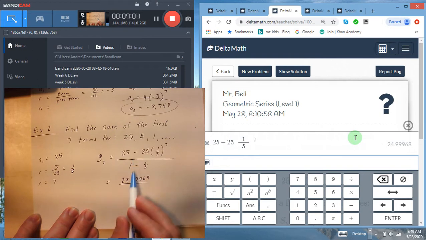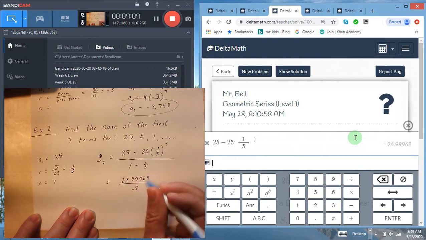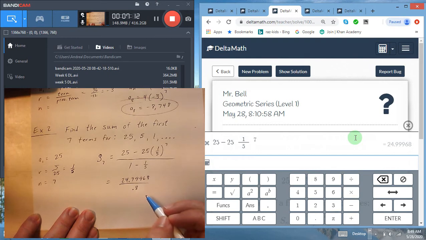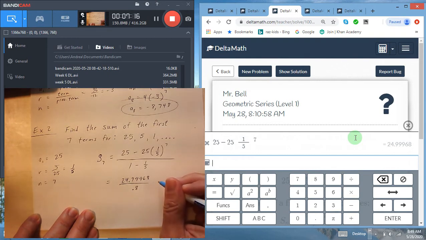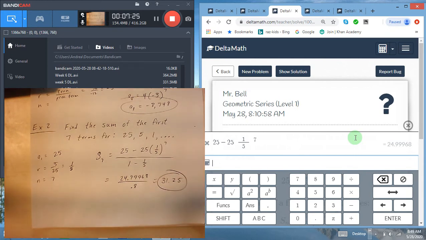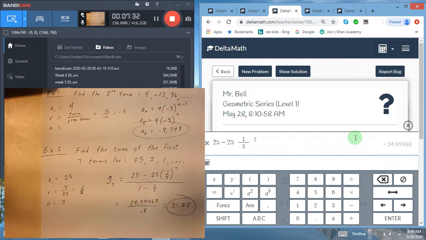So that's the numerator. The bottom, this one's a little bit easier. 1 minus 1/5 is 4/5, or 0.8. All right, so just do those separately. Now just divide these. That should be a lot easier for you to get your final answer. All right, I have the final answer here. It comes out to be, to the nearest hundredth, 31.25 is the answer. Okay? So that's a sum of a geometric sequence, sometimes called series. Let's move on to example 3.